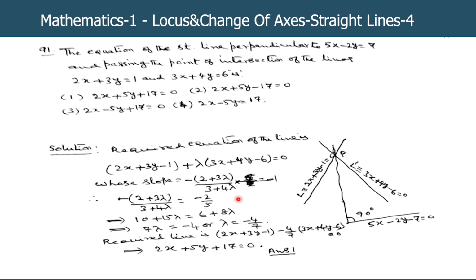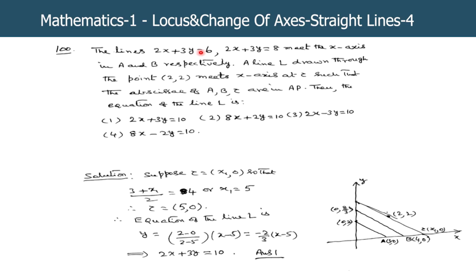On simplification, you will get lambda is equal to minus 4 by 7. So, the required line is 2x plus 5y plus 17 equal to 0. If you substitute lambda is equal to minus 4 by 7 in the equation 2x plus 3y minus 1 plus lambda into 3x plus 4y minus 6 equal to 0, then the correct answer is 2x plus 5y plus 17. And the correct option is option number 1.